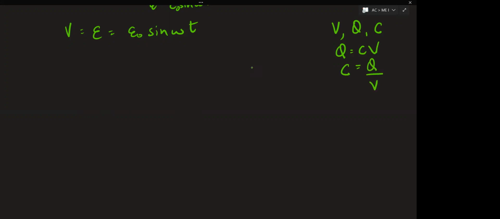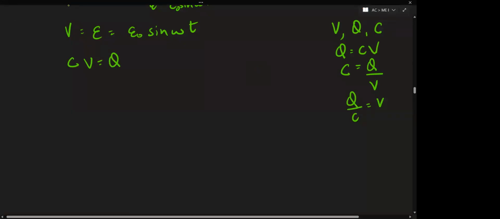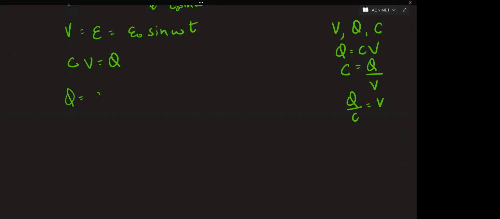So here also, if you write the value of potential, potential will be equal to Q by C. All these three formulas will be used. So Q is equal to CV. This is also one of the formulas. So put the value of V, that is the EMF. So Q will be equal to C epsilon naught sine omega t. This is your charge.